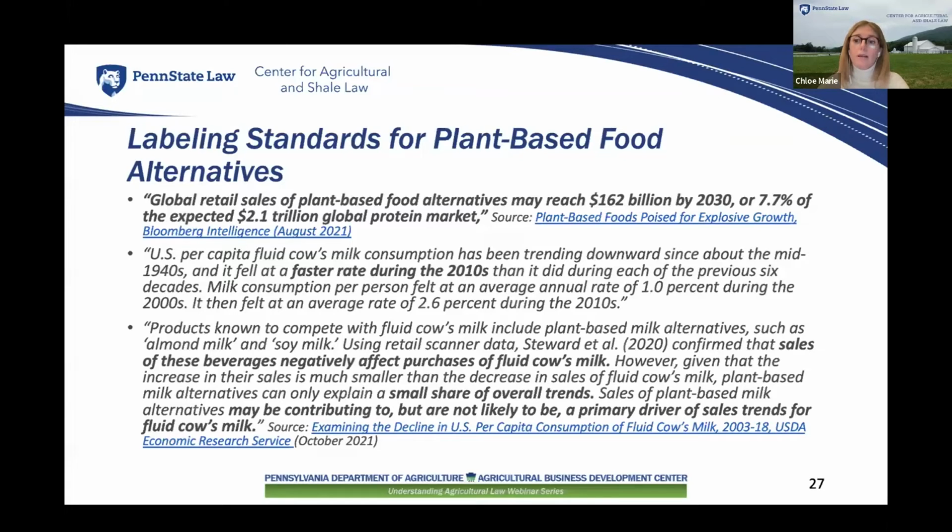or 7.7% of the expected $2.1 trillion global protein market. And their analysts also expect the sales growth for plant-based meat and dairy alternatives to surpass conventional products.